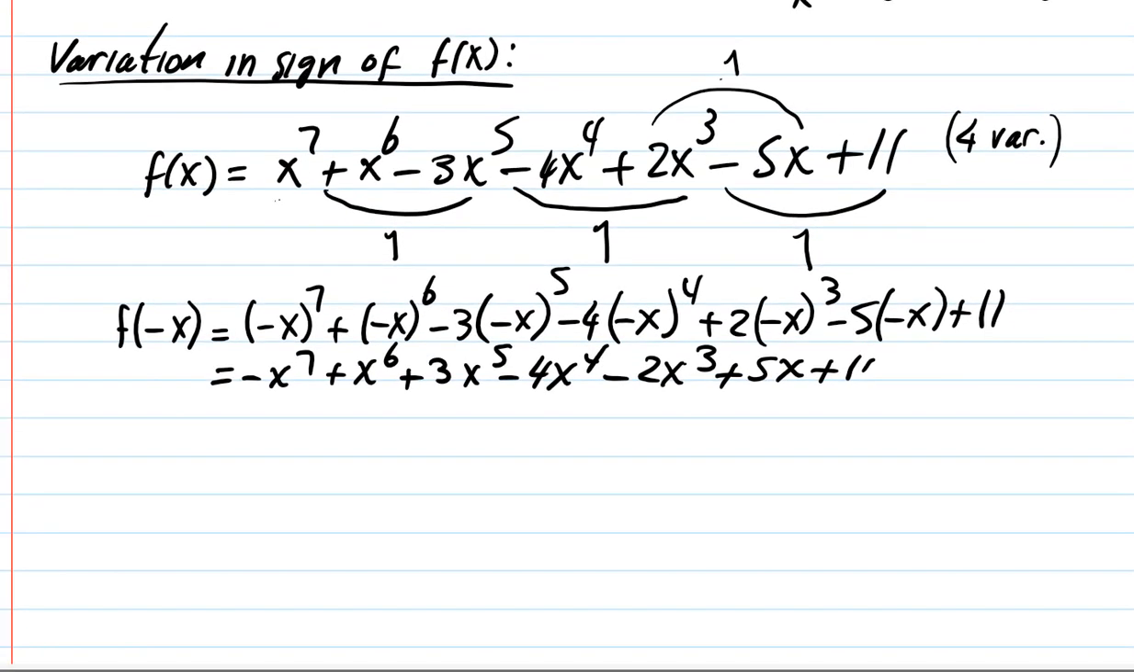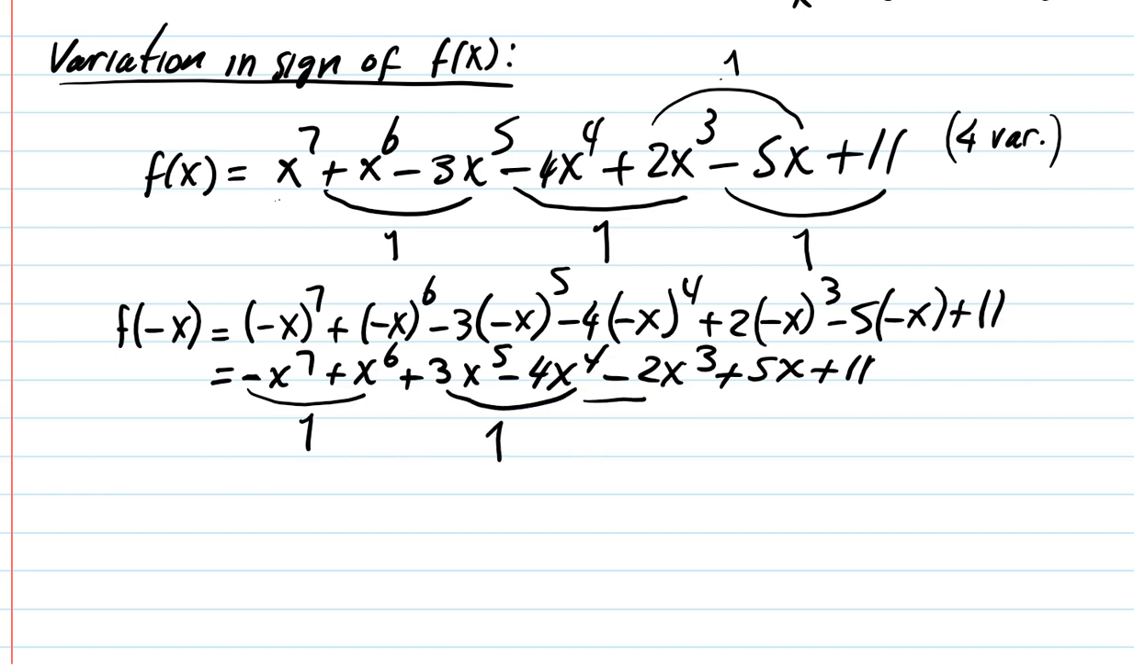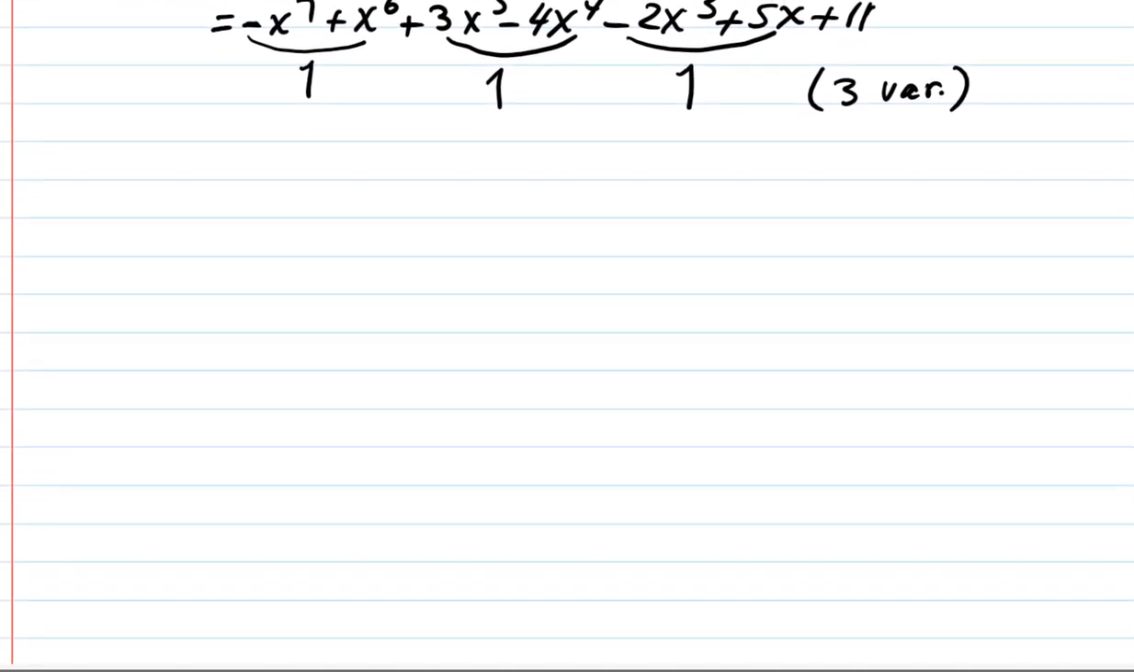Okay, now let's take a look at variations in sign of f of negative x. We start with a negative term to positive. There's one variation. Then it doesn't change. There's one variation from the 5th to 4th degree. Then it doesn't change. Next one doesn't change. Here it changes from negative to positive and stays positive. So notice there are 3 variations in sign of f of negative x now. All right. So this is what we mean by variation in signs.